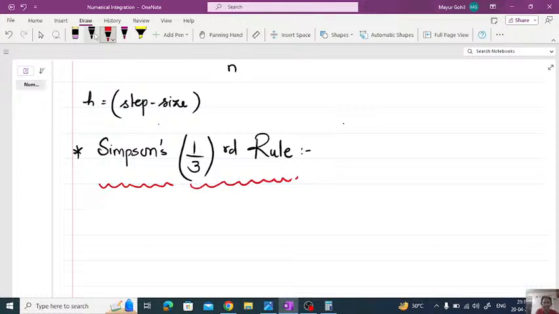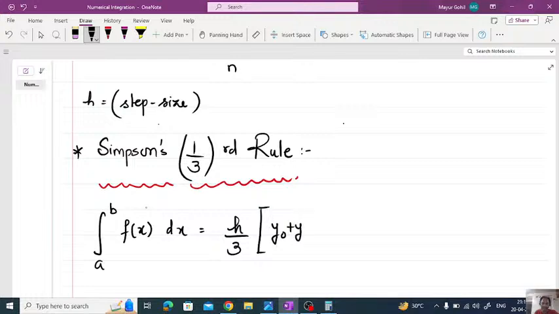Now what is that rule? The integral a to b f(x) dx equals h by 3 times (y0 plus yn), then 2 times all the even terms you will get here. Now 0 is not an even number.